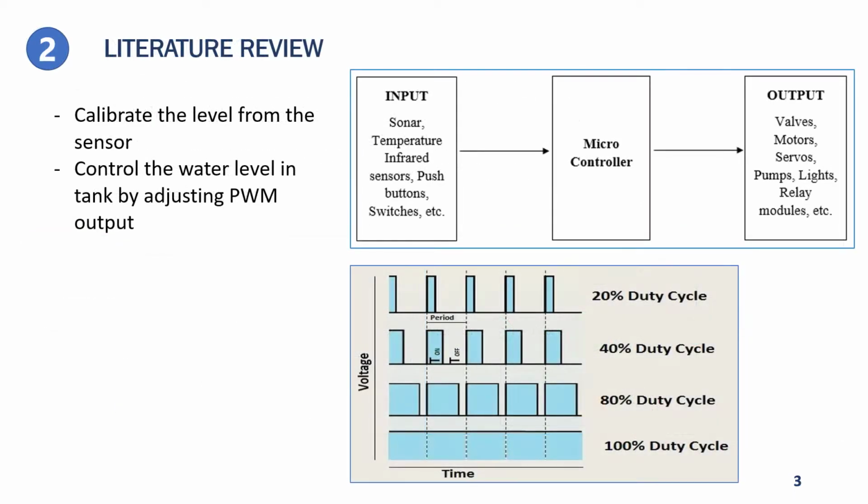For controlling the speed of the motor, we can use the PWM method. In explanation, we can adjust the duty cycle in the output signal to the motor, and from that we can control the water level in the tank. And for detecting the water level in the tank, we can use a sensor, which is an ultrasonic sensor.